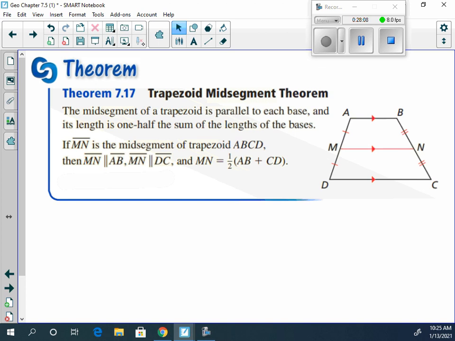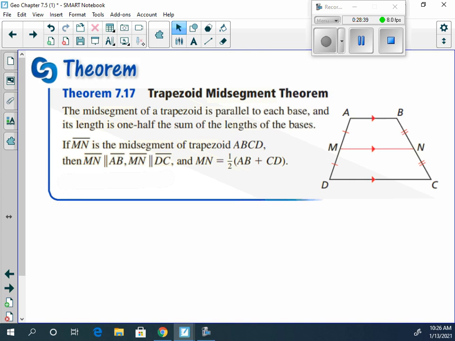The mid-segment theorem for a trapezoid. The mid-segment of a trapezoid is parallel to each base, and its length is 1/2 the sum of the lengths of the bases. So what that means for us is that the sum of the two bases, the lengths of AB and DC, if we add them together and multiply by 1/2, we'll get the length of the midsegment.